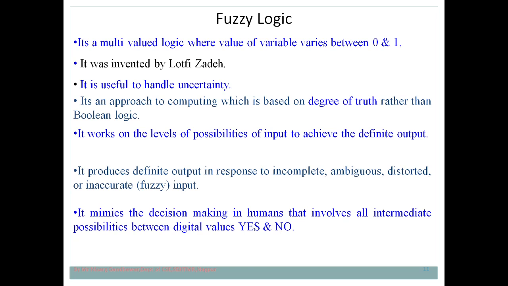So it mimics the decision making ability of a human that involves all intermediate possibilities between yes, no, 0, 1, true, false. Suppose you are saying that your answer is partially correct. Means there are two things, either correct or incorrect. But suppose you want to say it is partially correct, can we represent it with Boolean logic? The answer is no, you cannot represent it. So for that purpose what do you require? You require fuzzy logic.